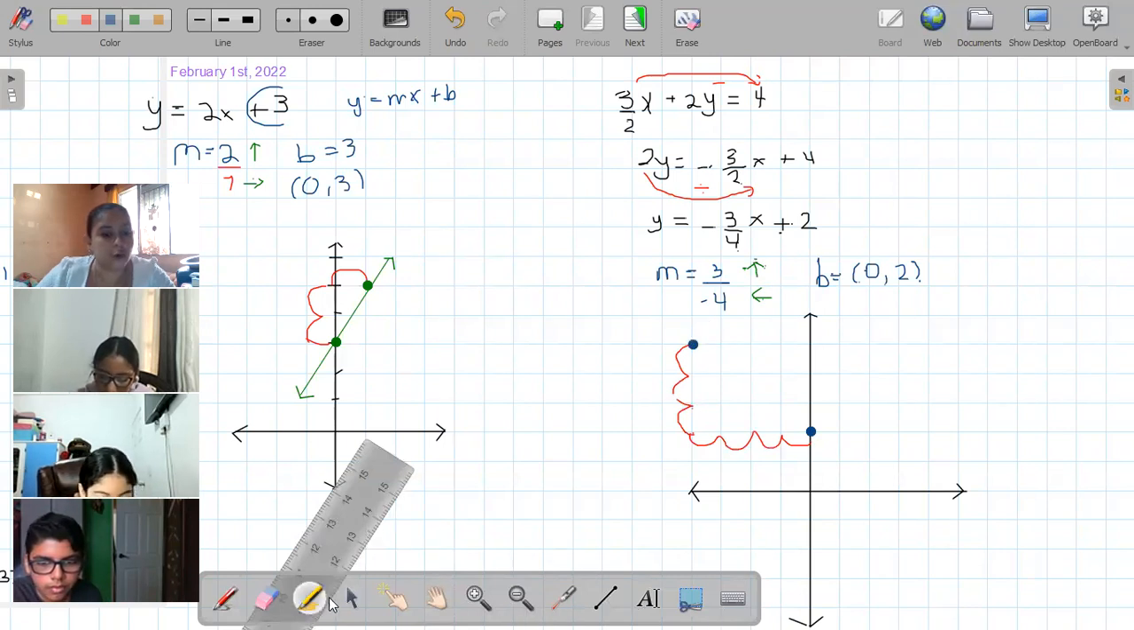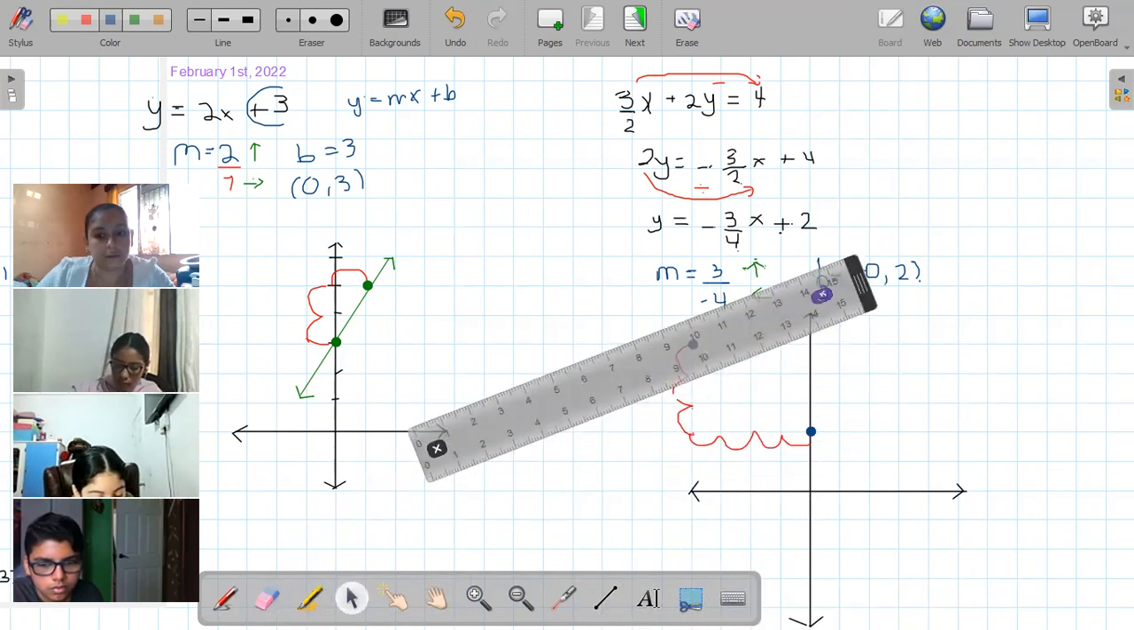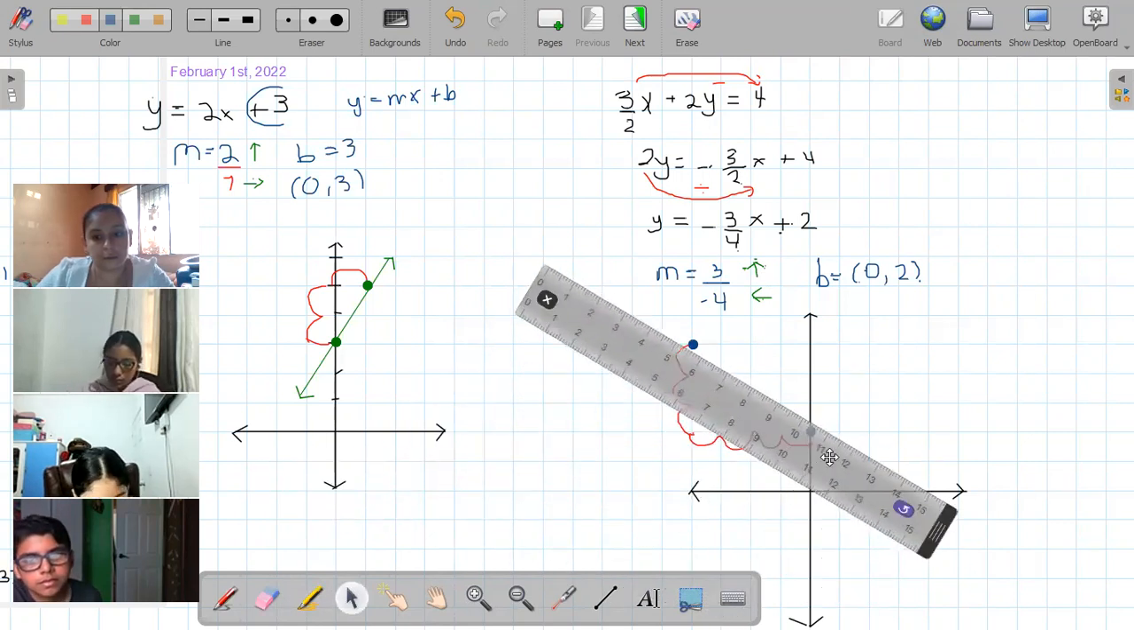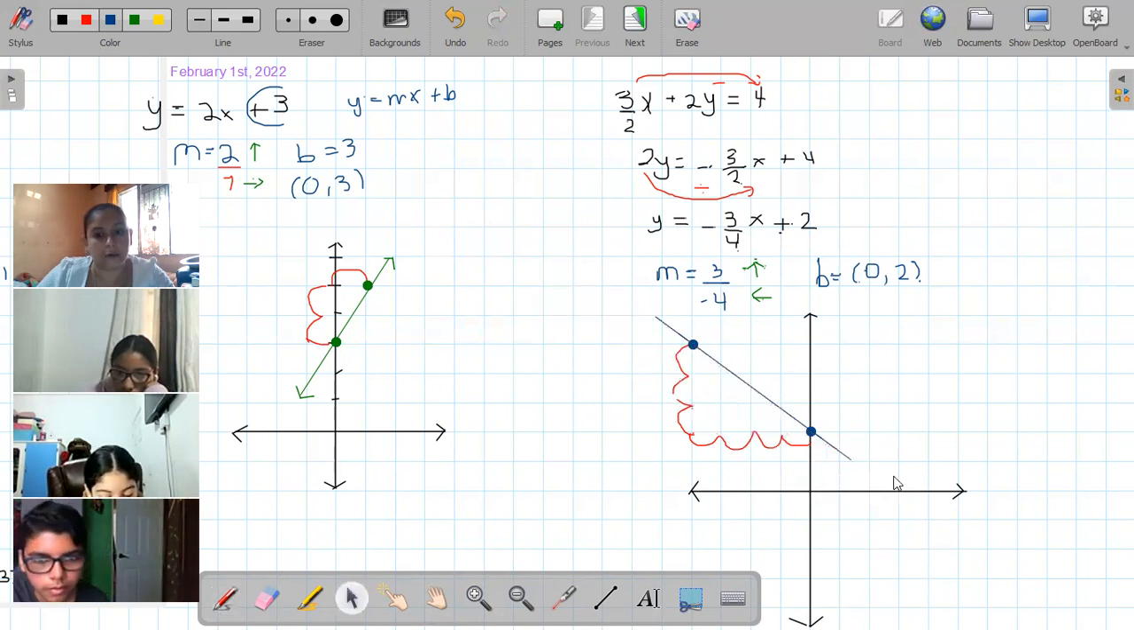And now what do I do? I just go ahead and connect it with my ruler. So let's connect it with the ruler. Connected with the ruler in blue. Okay. Make it larger or longer. And I'm going to eliminate my ruler right now. Draw my arrowheads for my line. And that is my line.